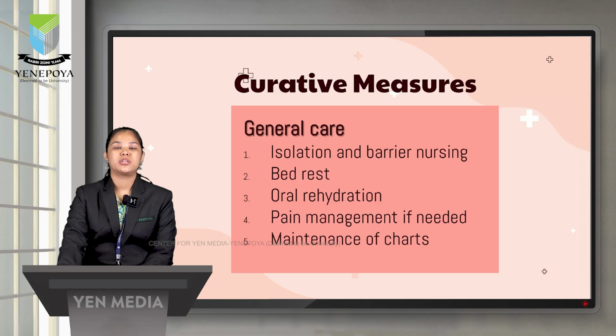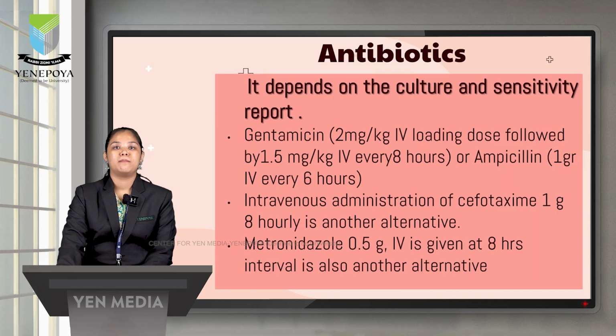In this, general care, that is isolation and bed nursing, bed rest, oral rehydration, pain management if required, and maintenance of the charts, that is vital sign and intake and output chart. The main treatment is the antibiotic regimen to start. It depends on the culture and sensitivity report.